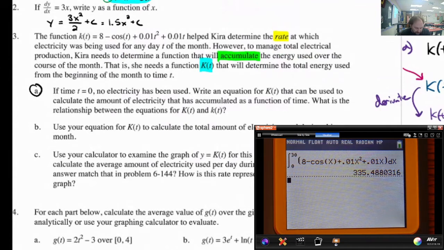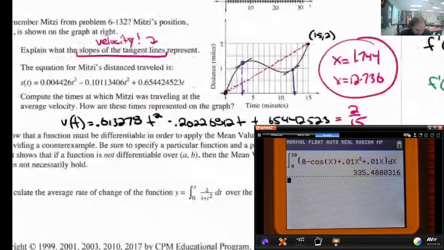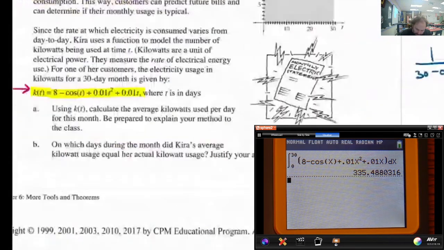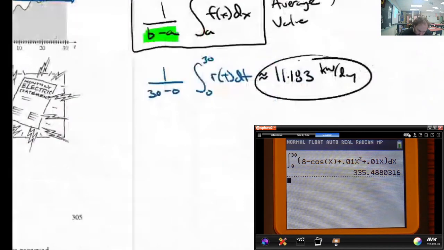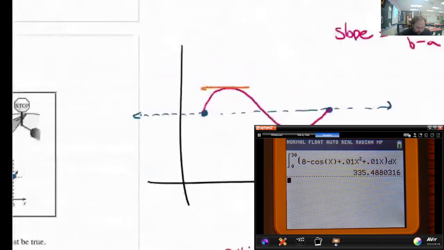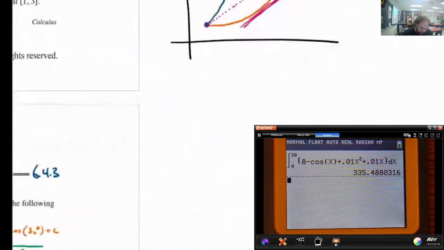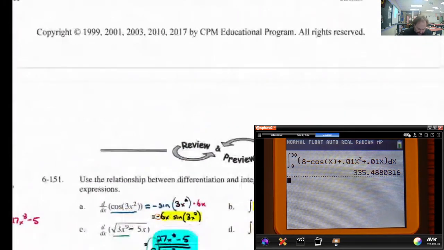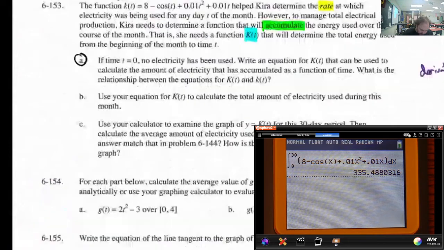Well, we did this problem today in class. We found the average, and it was, I think, 11.183. That is the rate that we're looking for. 11.183 is the answer that we're searching for. I'm being very careful not to short out my tablet here. So we are looking for an average of 11.183.